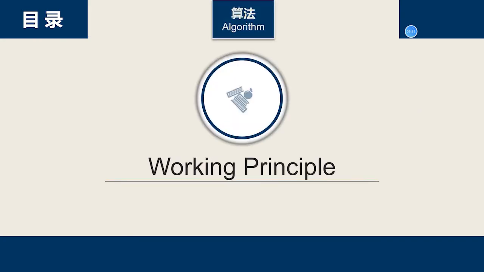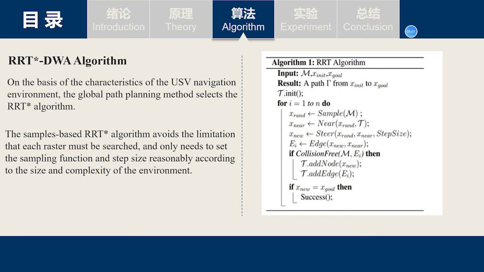The third part is the working principle. On the basis of the characteristics of the USV navigation environment, the global path planning method selects the RRT star algorithm. This method is based on random sampling and is particularly suitable for path planning in a large space. Compared with graph search algorithms, the RRT star algorithm avoids the limitation and only needs to set the sampling function and the step size according to the size and complexity of the environment. And then the global path can be obtained.